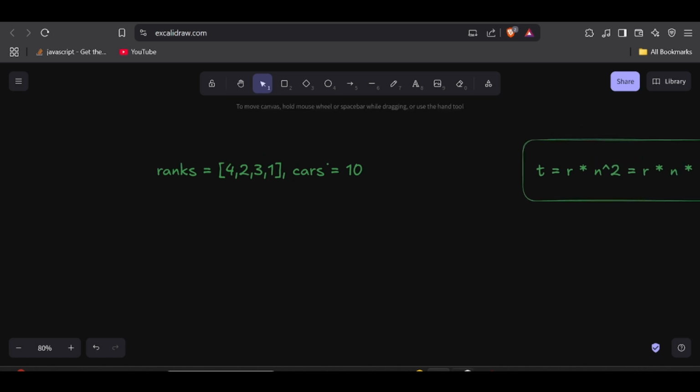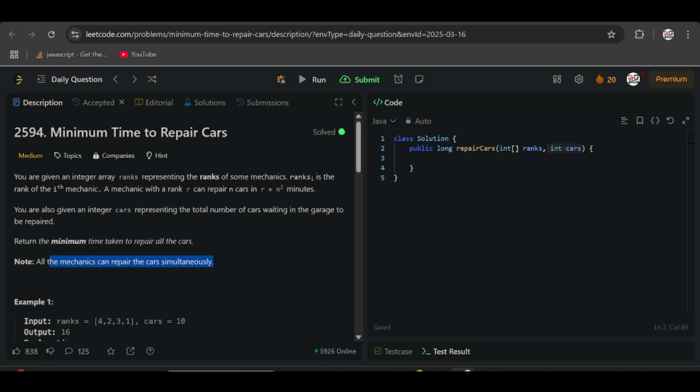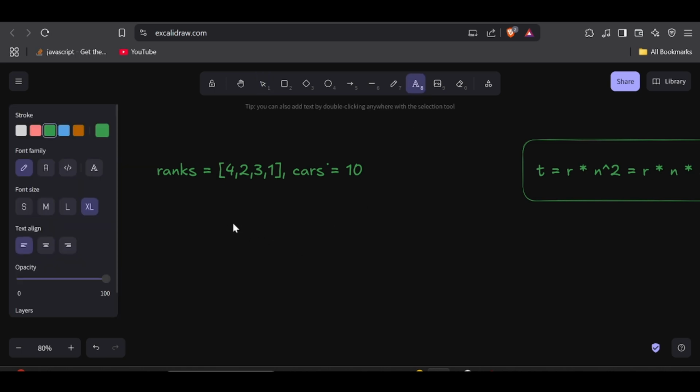Next, there was a note that all mechanics can repair the cars simultaneously. So let's understand what it is. Let's say our mechanics are 4, 2, 3, and 1. Let's say there are 10 cars. The mechanic 4 will repair 3 cars, 2 will repair 2 cars, 3 will repair 3 cars, and 1 will repair 2 cars. In total there are 10 cars, and I allotted 3 to 4, 2 cars to 2, 3 cars to 3, and 2 cars to 1.